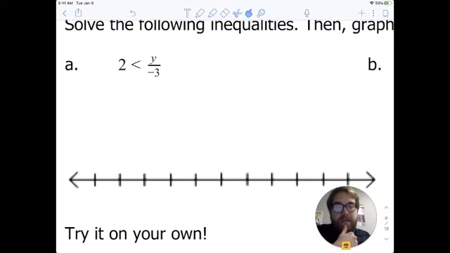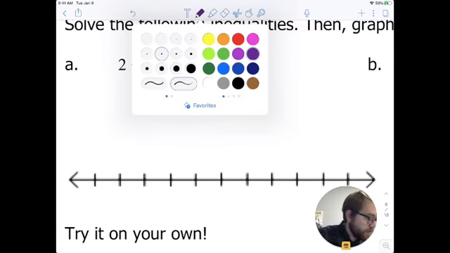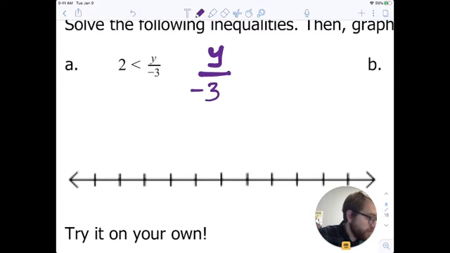So the first thing I notice here is that my variable is on the right side. And so I'm going to go ahead and switch around my inequality so that I can get my variable on the left side. So remember, when we do that, we just switch it around. Y divided by negative 3 and then 2, so I just switch them on their sides, but then I have to flip the sign. Remember, this is a situation where we would flip the sign because we turn things around. We switch around the variable with everything. So it's y divided by negative 3 is now greater than 2.